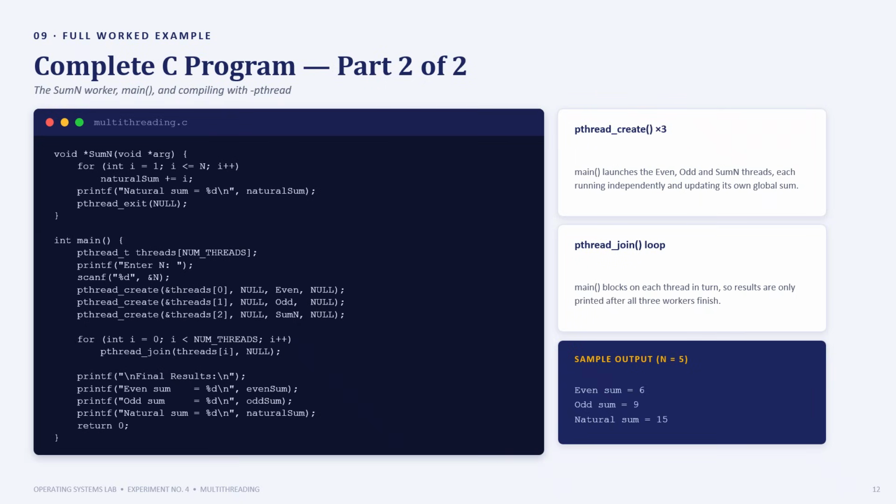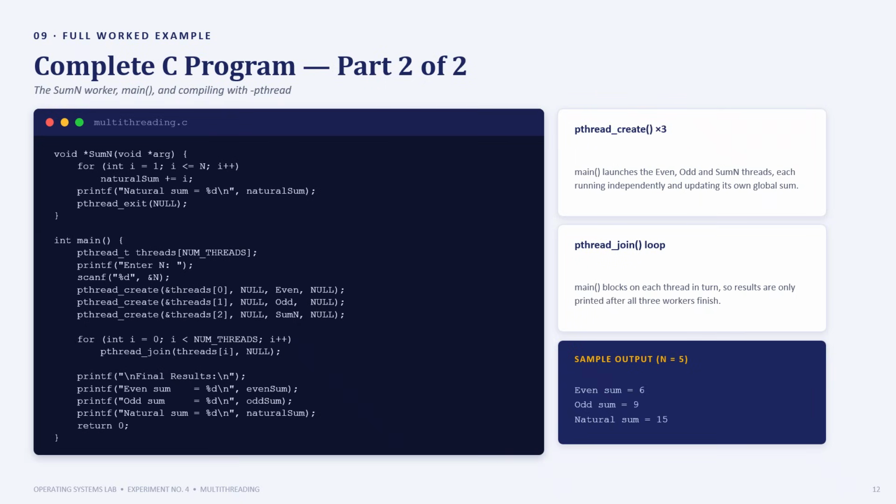Then we use a for loop calling pthread_join for each thread. This makes sure main function waits until all 3 threads complete their work. Finally, we print the final results, even sum, odd sum and natural sum, and return 0. See the sample output on the right hand side.